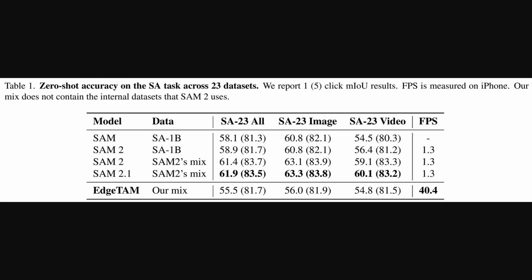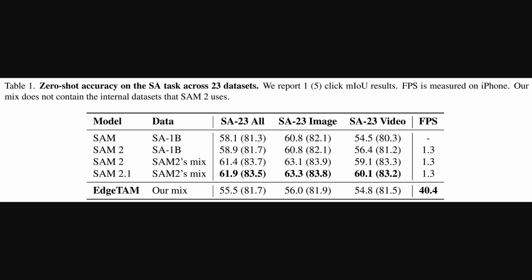Okay, so we've seen EdgeTAM perform well in promptable video segmentation. Now, Table 1 here shifts to zero-shot accuracy on the broader Segment Anything task, which includes general image segmentation across 23 different datasets. It reports mIoU. That's mean intersection over union, a score that tells us how well the model's predicted object outline matches the actual outline, with higher numbers being better. We see scores for 1-click and 5-click user prompts.